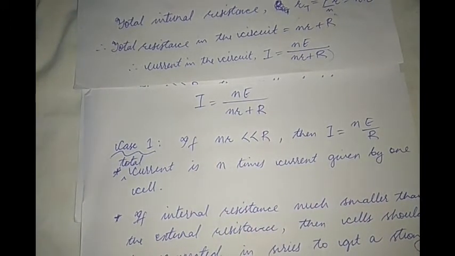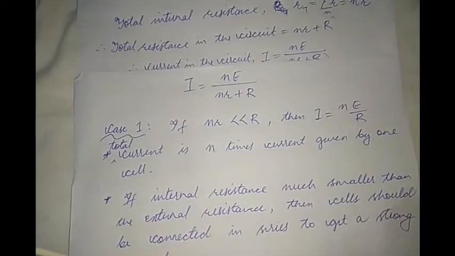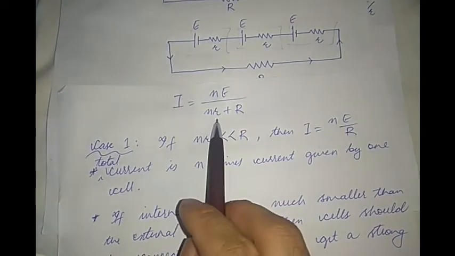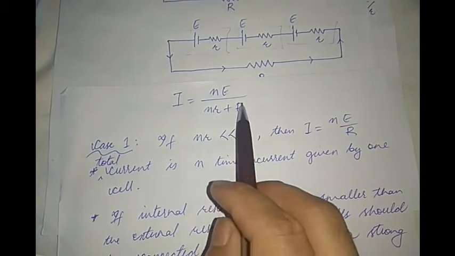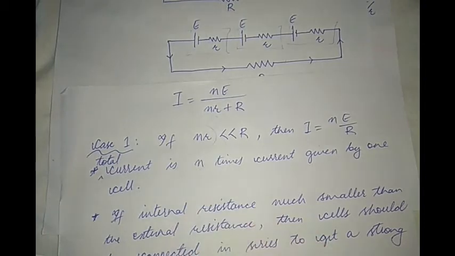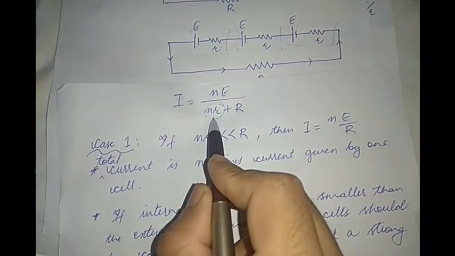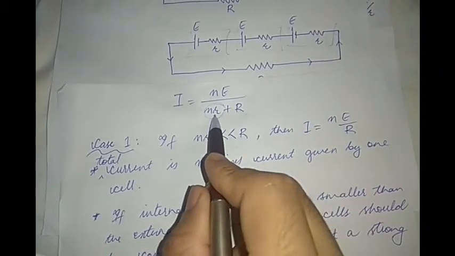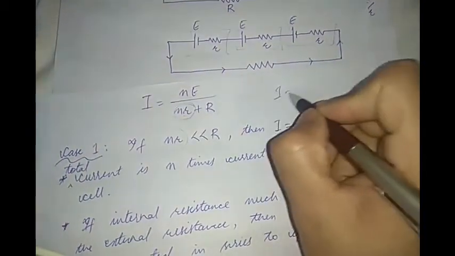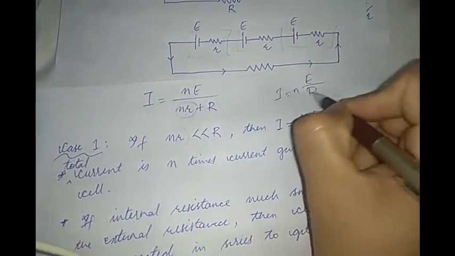Now we can discuss two cases in here. We have connected the cells in series, so don't forget that. One case is if Nr is much lesser than the external resistance. If the summation of the internal resistances is much lesser than the external resistance, we can neglect this factor, because this is very big compared to this. So we can write I is NE upon capital R, or I is N times E by R.